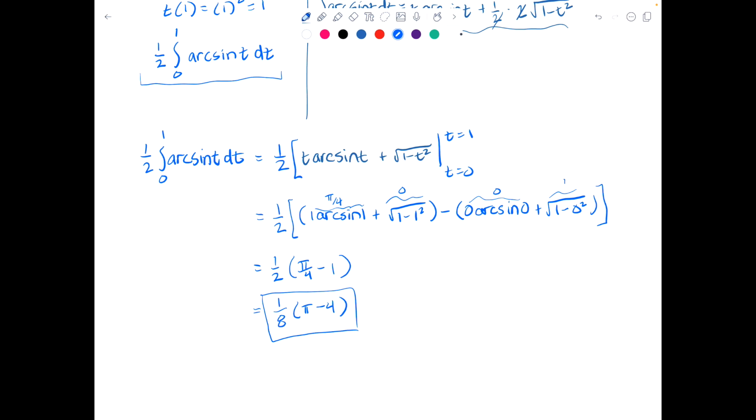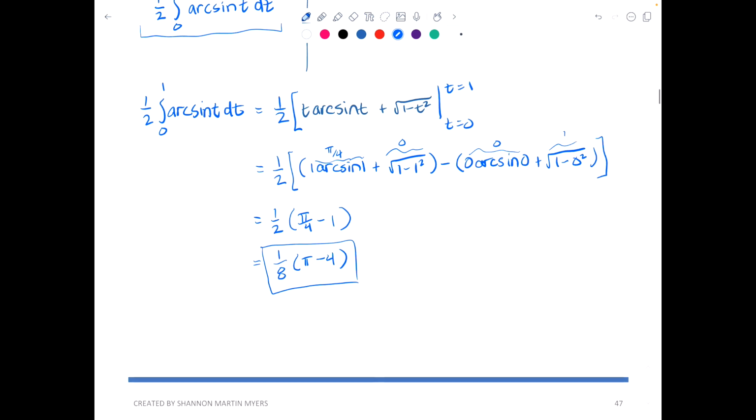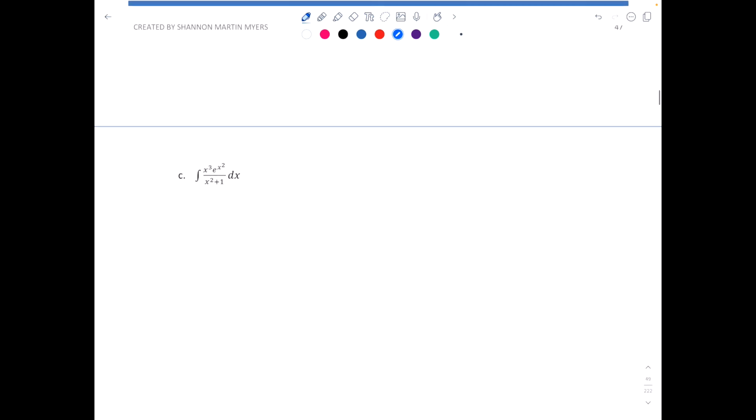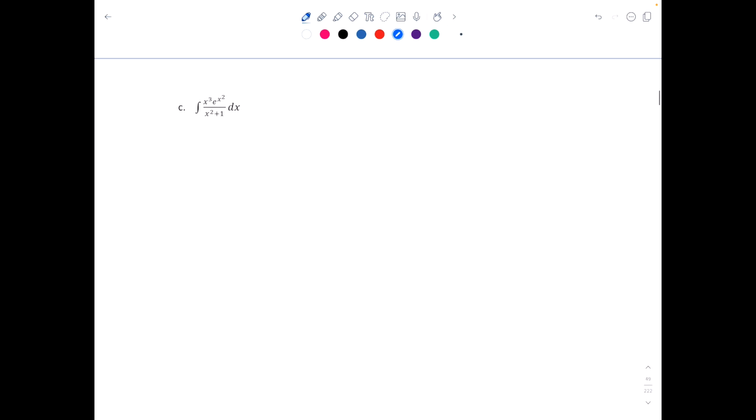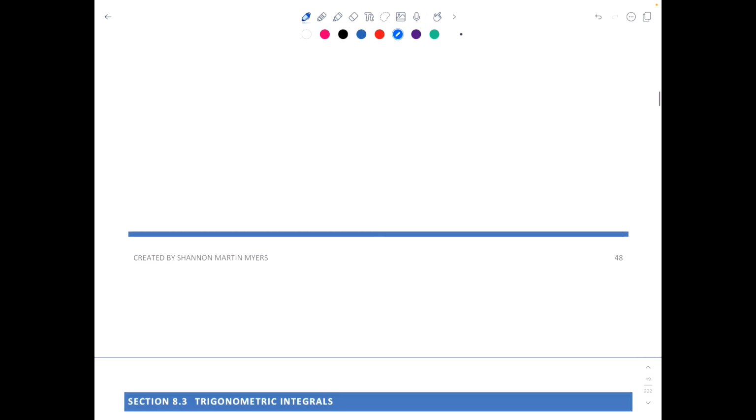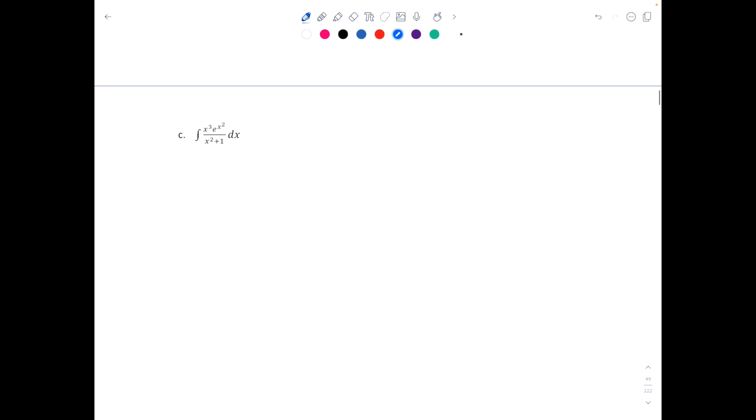Okay, next up, some of these are hard. There's just no getting around it. This one's hard. The good news is this is the last one of the section.